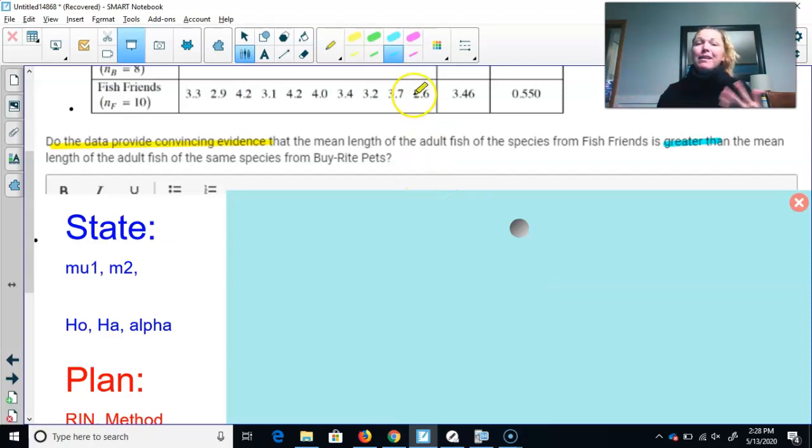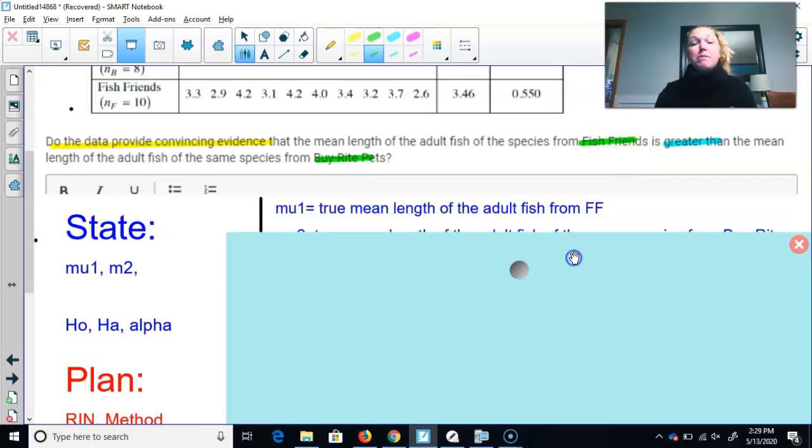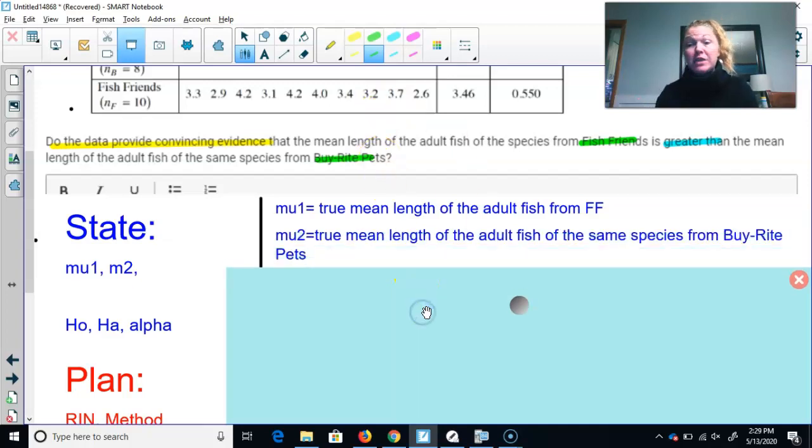But I personally think it's important to read the problem. So it says Fish Friends first is greater than Buy Rights. I think it's easier if you set it up that way. So I set my mu up to be about Fish Friends. So mu1 is the true mean length of the adult fish from Fish Friends. So I put FF for Fish Friends, okay? On the exam, I probably would write out Fish Friends. I'm just trying to save you guys a tiny bit of time here. Mu2 then would be the true mean length of adult fish from the same species from Buy Right Pets.